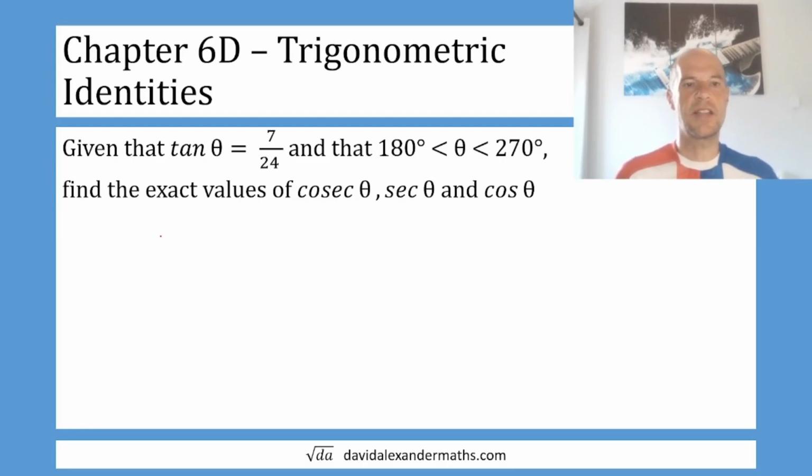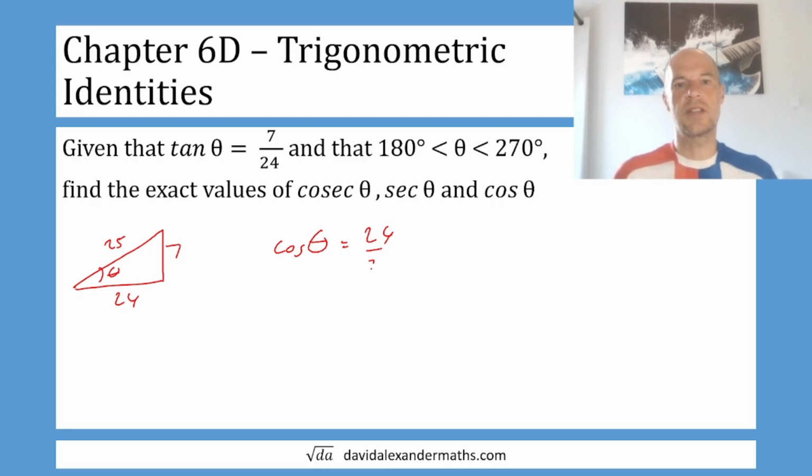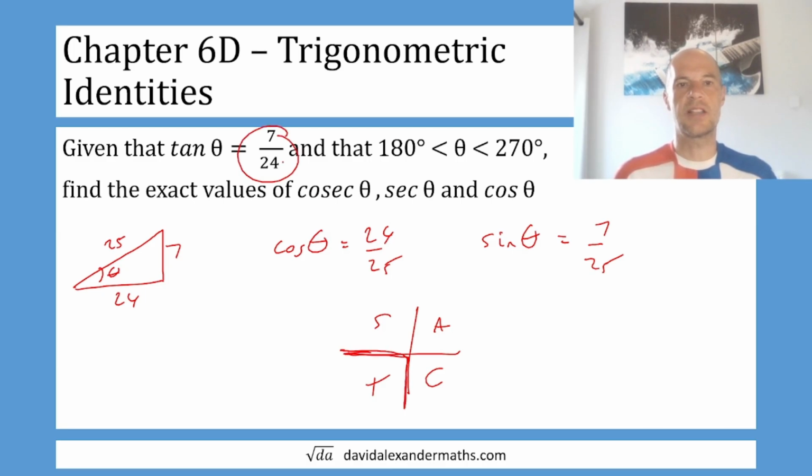We know that the tan of theta is 7 over 24, and therefore the hypotenuse is 25. So if the tan of theta is 7 over 24, then cos theta will be 24 over 25, and the sine of theta will be 7 over 25. I just need to investigate whether they're positive or negative. CAST, 180 to 270 is this quadrant here. So tan is positive, okay, that's why it's positive 7 over 24, not negative 7 over 24.